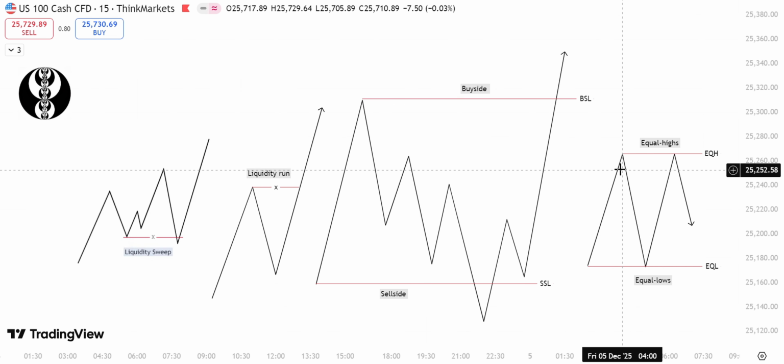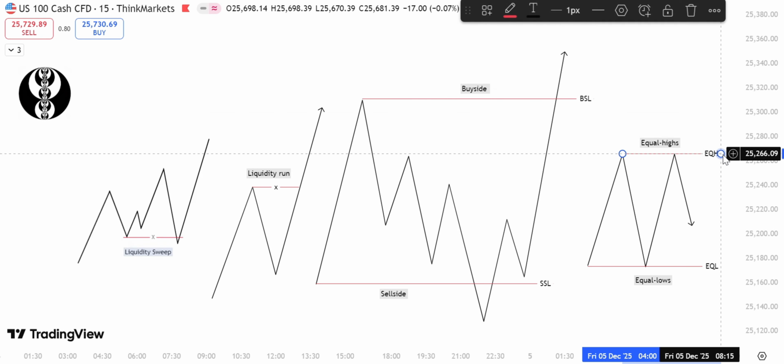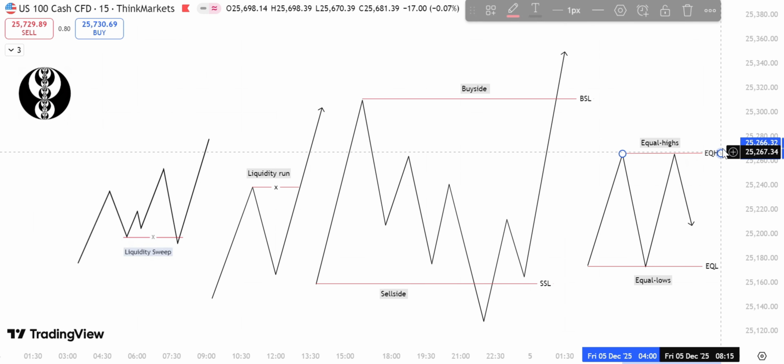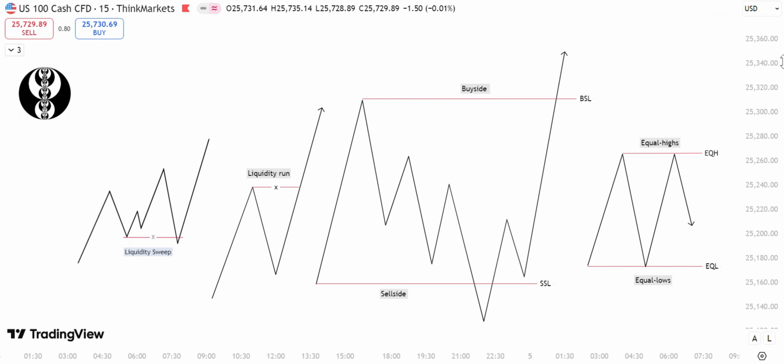This is basically when two wicks or two bodies are at the same level. Oftentimes they are not. If it's a little bit off like this or like this, it's called relative equal highs or relative equal lows, because they're relative. They're less than a tick away, basically. But this means there is a high resistance regarding that point of liquidity, and price does not want to sweep that and go deliver down.